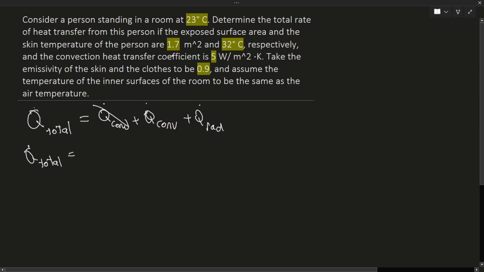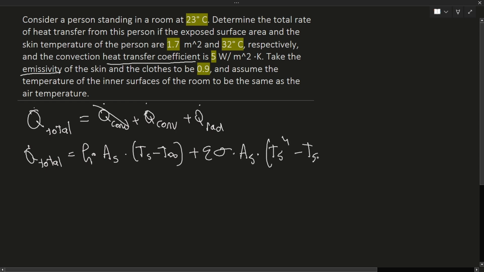So the Q total is equal to, look, when you read the question and you see the heat transfer coefficient, automatically your brain should go convection. And then when you get an emissivity, your brain should go to radiation. Since we have both of these, Q total is equal to Q convection plus Q radiation, okay? So I'm just going to write out the equations. H times S times (T_S minus T infinity) plus the equation for the radiation: emissivity, sigma, S, (T_S^4 minus T_surrounding^4).